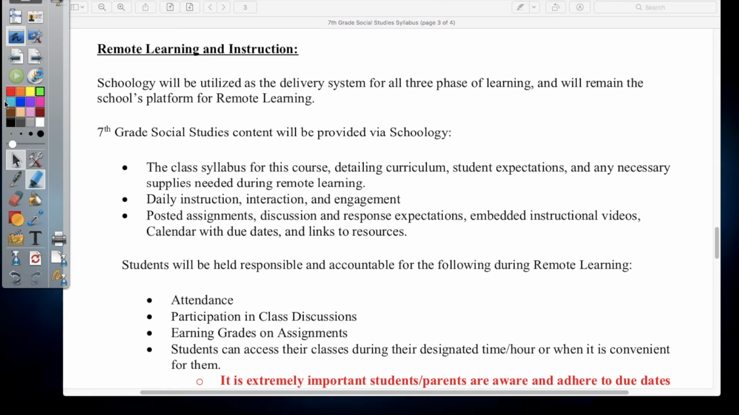So let's go ahead and talk about that. For remote learning and instruction, it says Schoology will be utilized as a delivery system for all three phases of learning and will remain the school's platform for remote learning. 7th grade social studies content will be provided through Schoology.